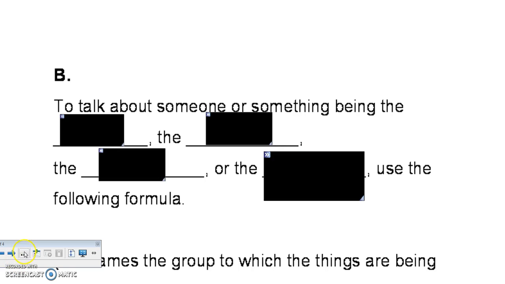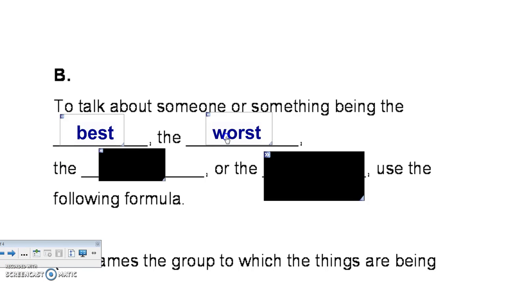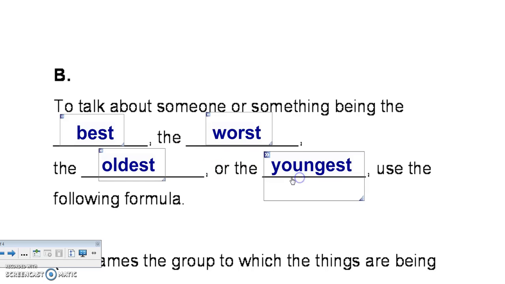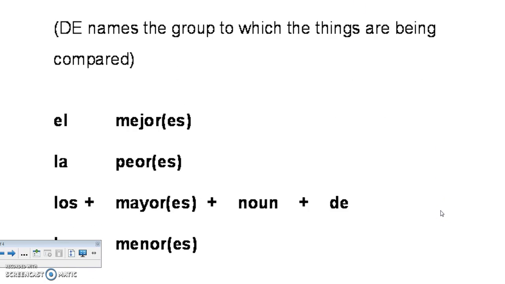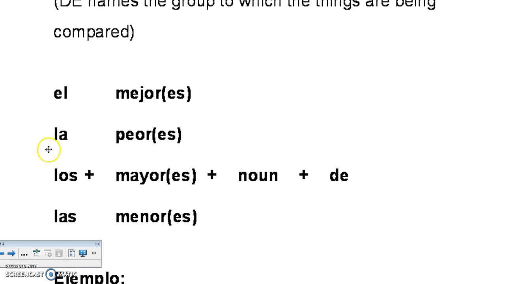Okay, to talk about someone or something being the best, worst, the oldest, or the youngest, you're going to use a different formula, which is right below. That formula is also going to start with your definite article, either el, la, los, or las. But then instead of being followed by the noun, you're going to use mejor for best or better, peor for worst, mayor for oldest, and menor for youngest.